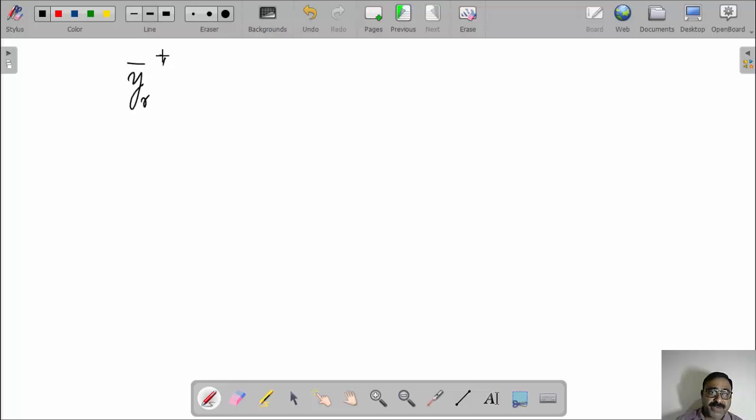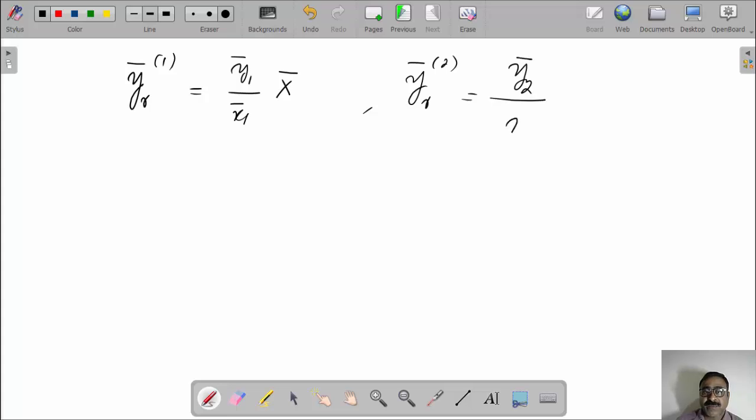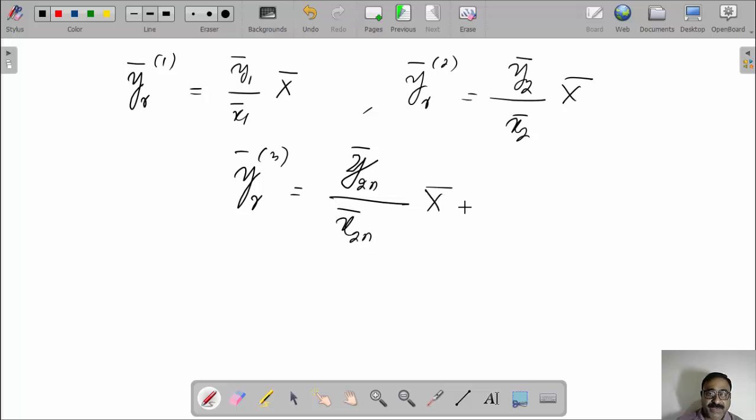So we have y r bar 1 equal to y1 bar by x1 bar into X bar, y r bar 2 equal to y2 bar by x2 bar into X bar, and y r bar 3 equal to y 2n bar by x 2n bar into X bar. So here y r bar 1 and y r bar 2 are based upon the sample of size n, and y r bar 3 is based upon the sample of size 2n.